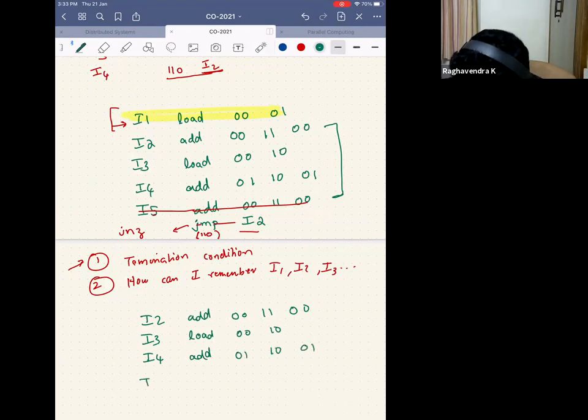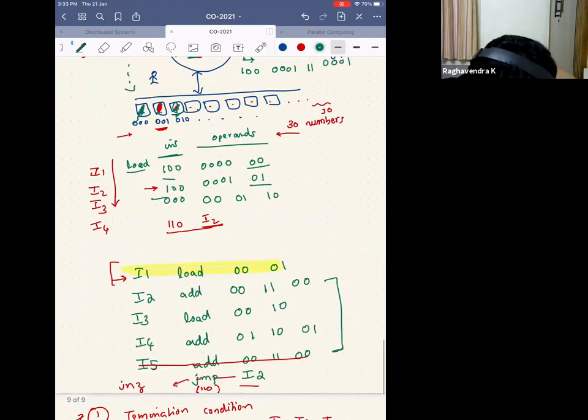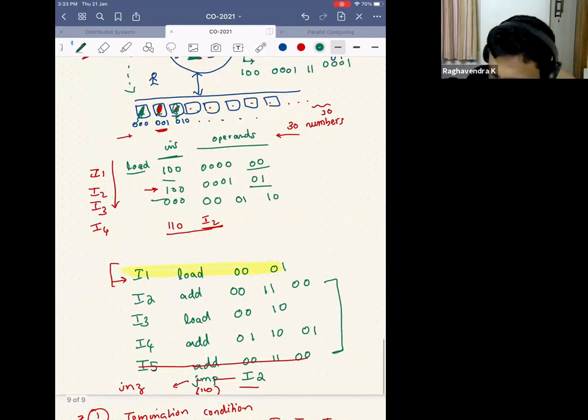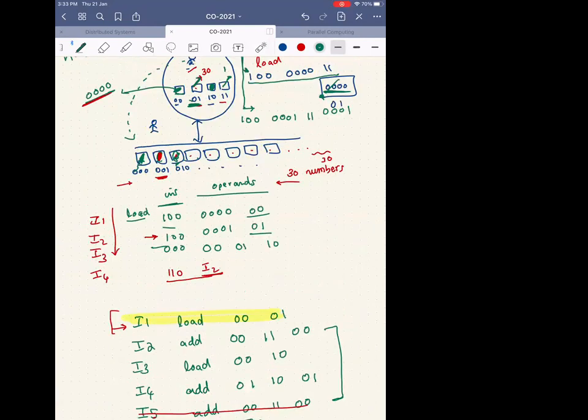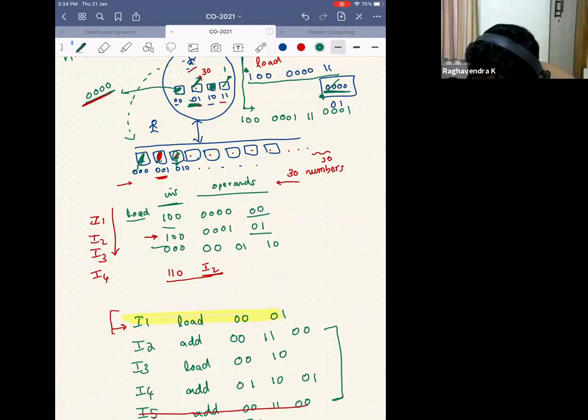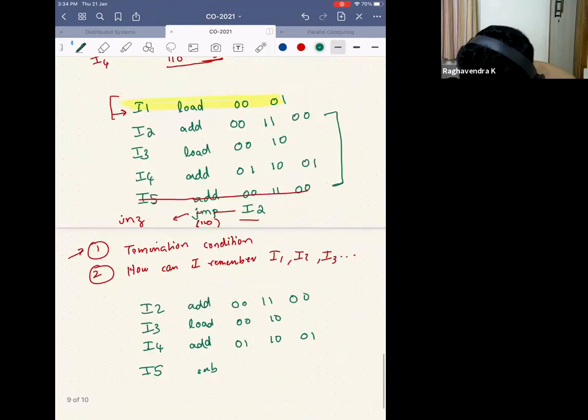Now in I5, I will decrement the value, whatever is here. Do you agree that I should decrement? Because I have added one value. I decrement this value. So I do a subtract. I do a subtract from what? 0, 1. Is it 0, 1 or what?